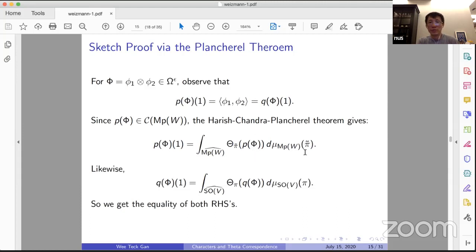But the point is that for every tempered representation, the integrand is just the character. Likewise for Q phi of 1 is that. Now because the P phi of 1 is the same as Q phi of 1, of course these two integrals are equal. And you see that in the integrand, these are the two terms that we want to show are equal.